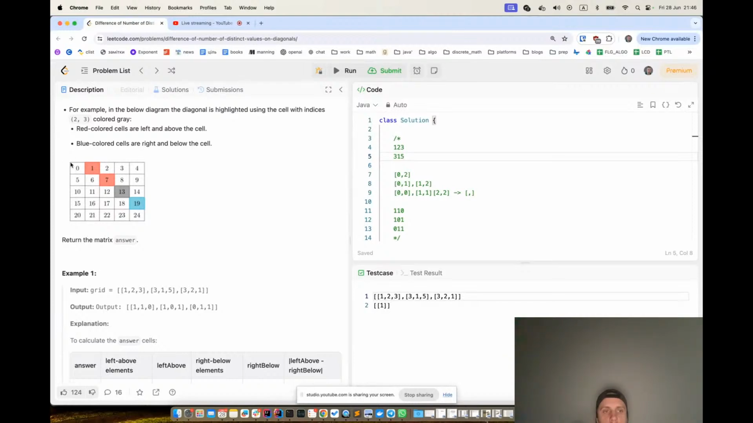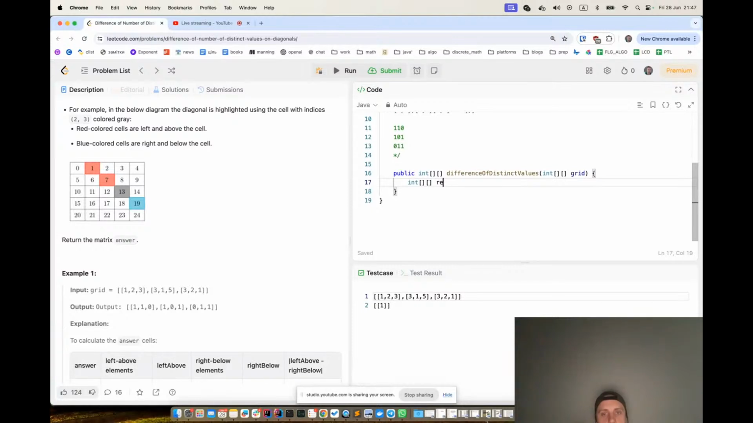So for example, for this one, we start calculating, we check all diagonals until the end, and collect numbers at the left and right. And yeah, doing some kind of DFS. Okay, so let's try.